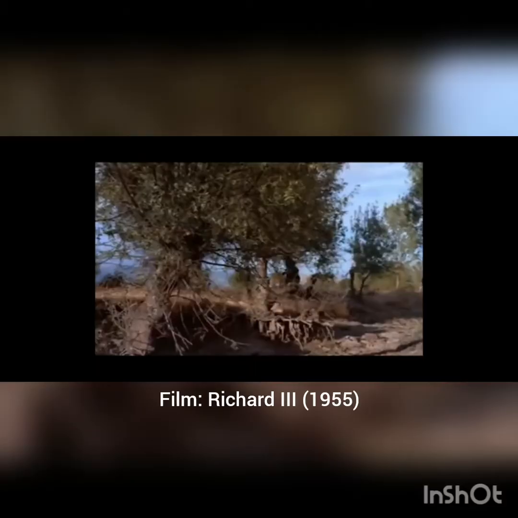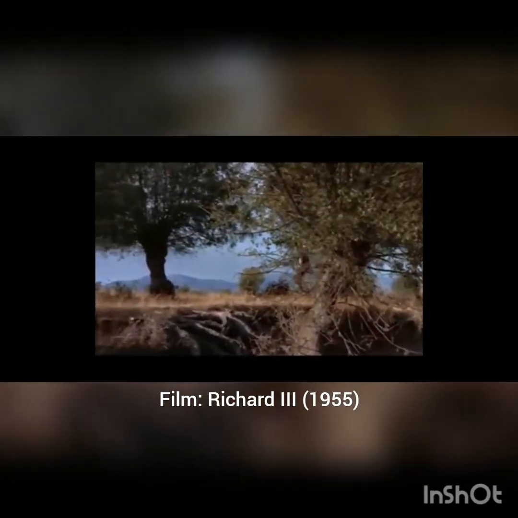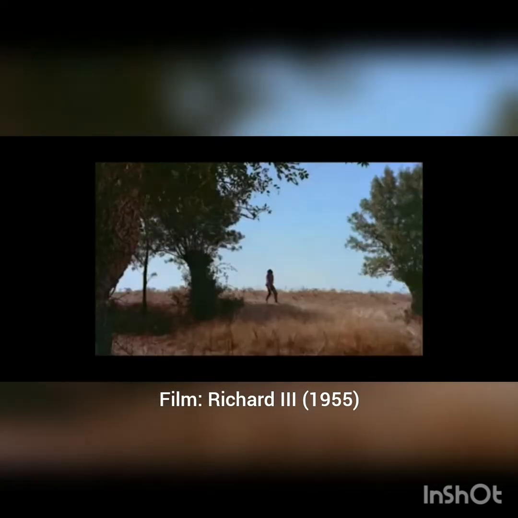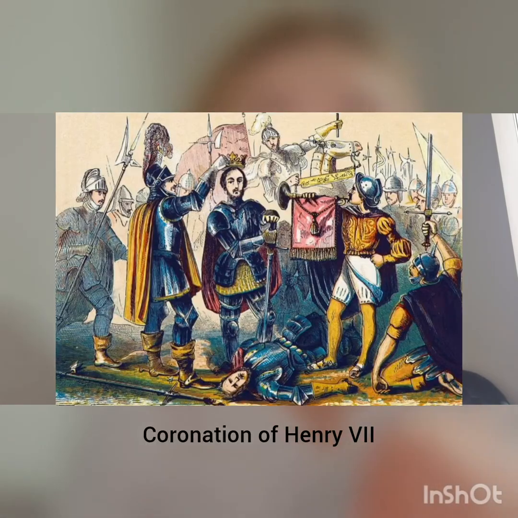Richard's men offered him to run away, but he refused. When all his knights fell, Richard continued to fight alone until he was killed. He was brutally murdered. Henry Tudor won the Battle of Bosworth and was crowned on this very battlefield as Henry VII Tudor.